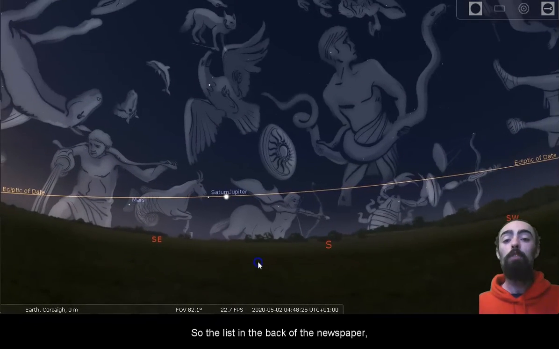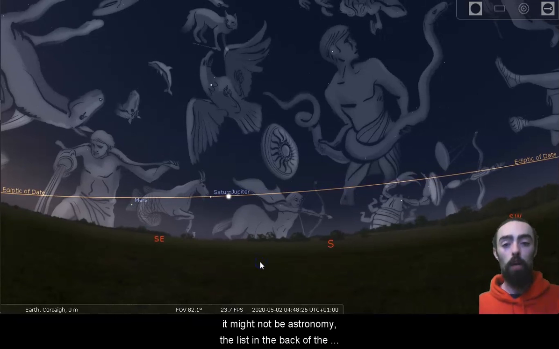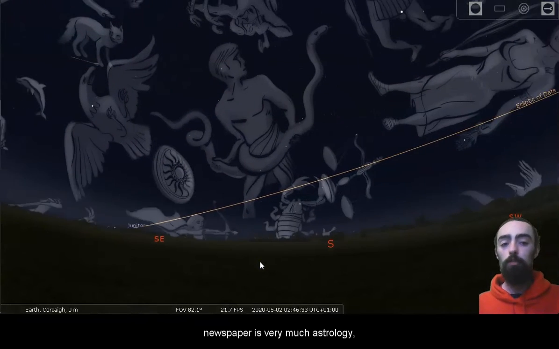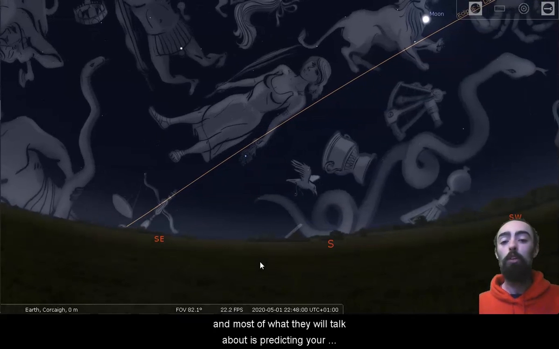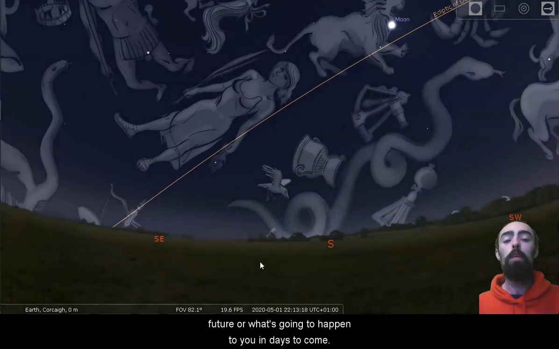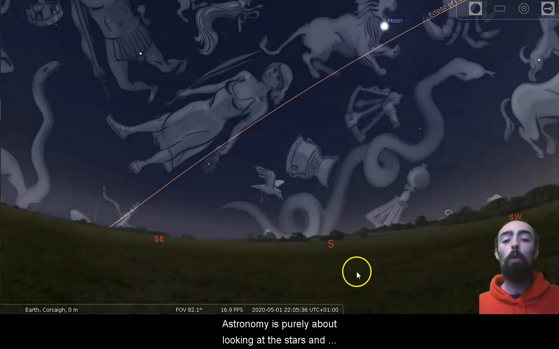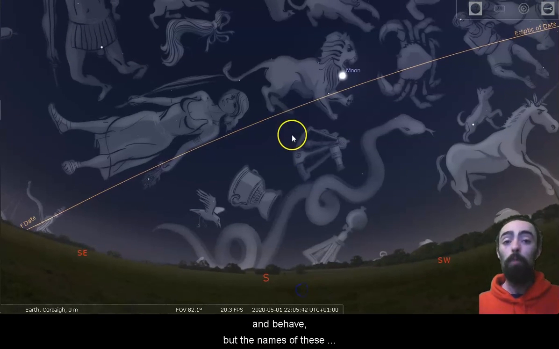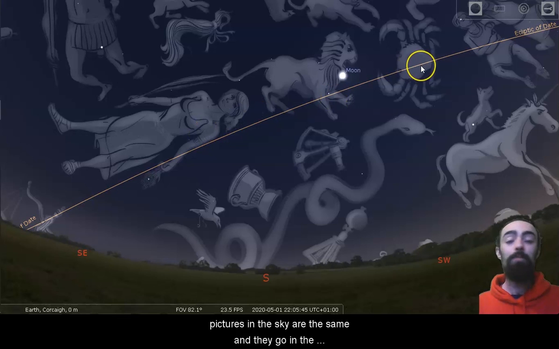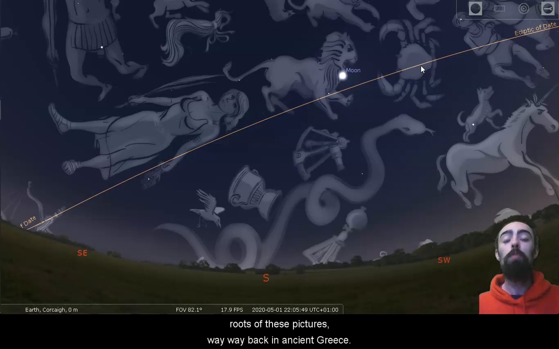So the list in the back of the newspaper, it might not be astronomy. The list in the back of the newspaper is very much astrology, and most of what they will talk about is predicting your future or what's going to happen to you in days to come. Astronomy is purely about looking at the stars and planets and figuring out and predicting how they will move and behave. But the names of these pictures in the sky are the same, and they go in the same order, and this traces back to the roots of these pictures way back in ancient Greece.